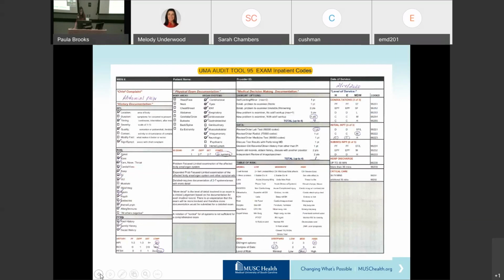Now with the medical decision making, this patient was being admitted to the hospital. So it was their first visit. So it's a new problem with additional workup. If you remember, they were going to order labs. So we have a new problem in the diagnostic management section. We have the new problem, which gives us 4 points. In the data section, we have labs, which gives us 1 point.